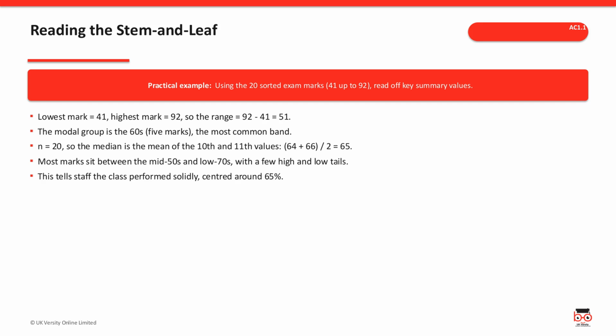Now let's actually read some summary figures off those 20 marks. The lowest is 41 and the highest is 92. So the range is 92 minus 41, which is 51. The modal group is the 60s, with 5 marks the most common band. And with 20 values, the median is the average of the 10th and 11th. That's 64 plus 66 all over 2, giving 65. So the class centered around 65%. A solid performance with just a few high and low tails.